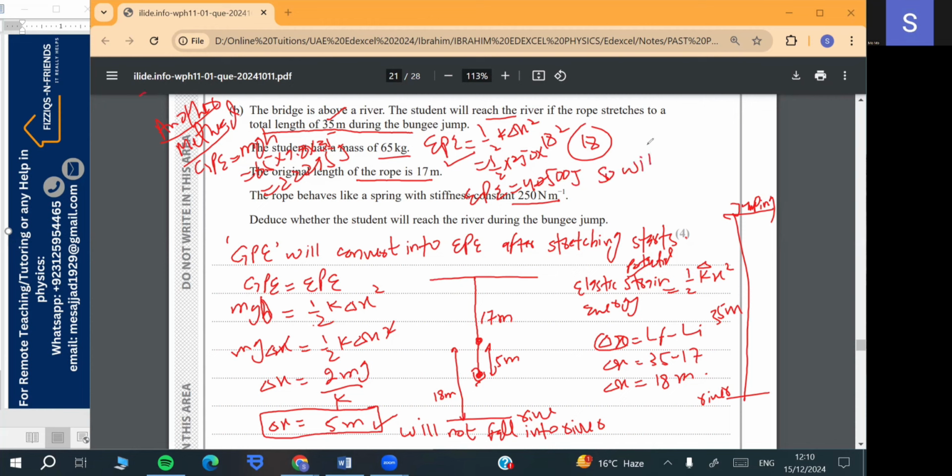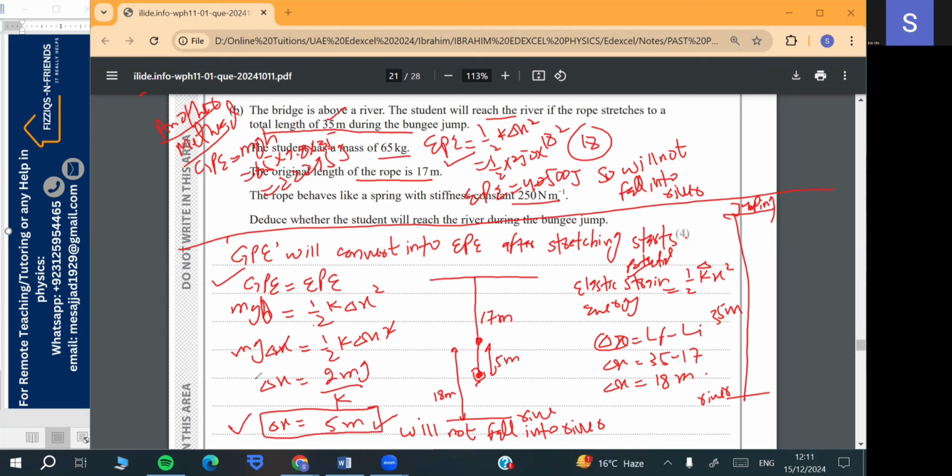This is another method. So I will explain both one by one. When your body is falling down, its gravitational potential energy is converting into kinetic energy. But as soon as the stretching starts in the rope, all the gravitational potential energy has been converted into elastic potential energy. So I have written GPE equals EPE. If the student has to fall into the river, this length should have been equal to 18 meters, but actually it is coming only 5 meters.